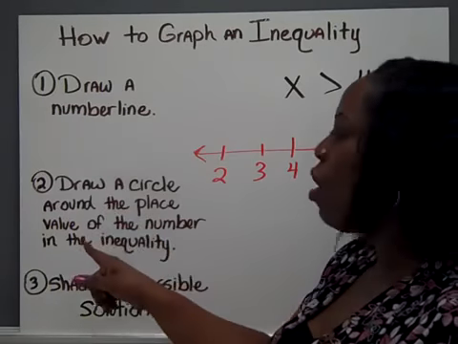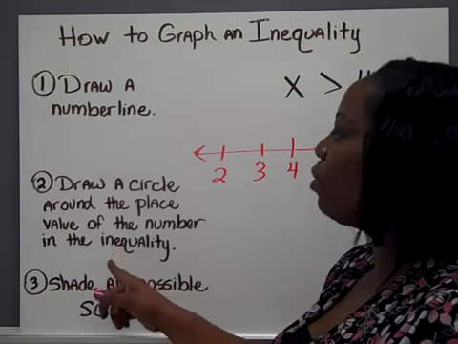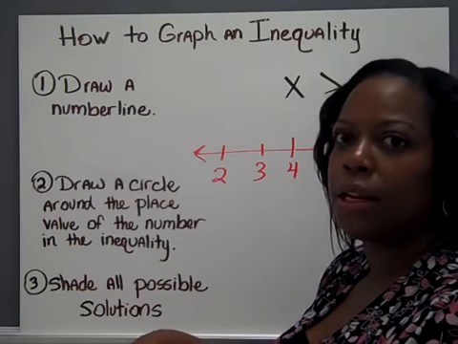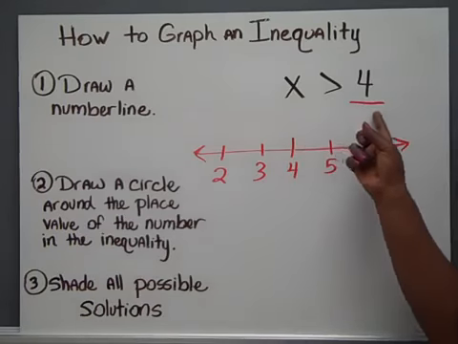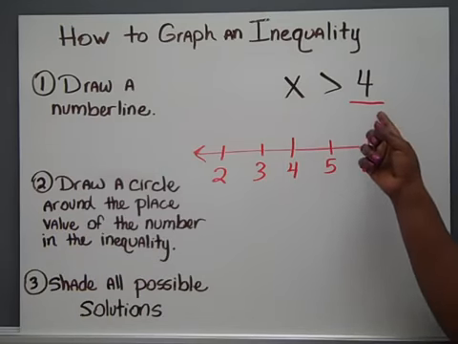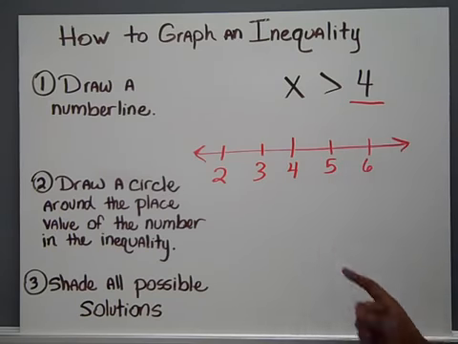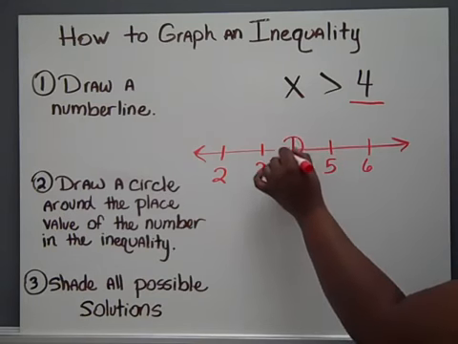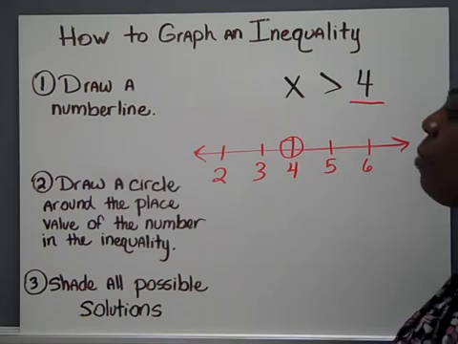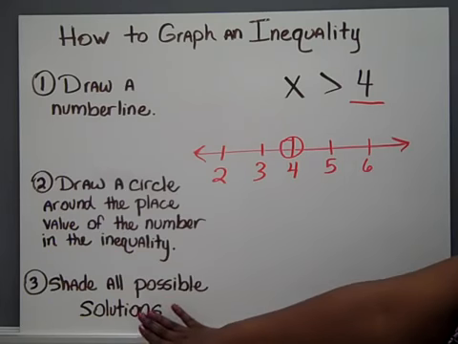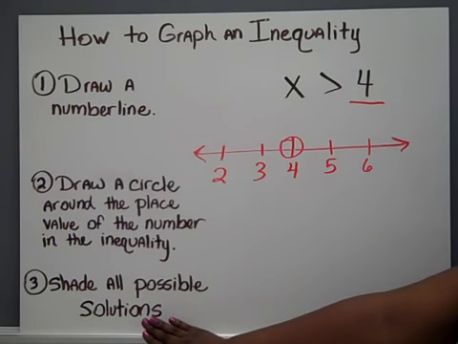Step 2 is to draw a circle around the value of the number in the inequality. In this example, it is 4. So since 4 is the number in the inequality, 4 will be the number that we draw a circle around on the number line. Step 3 is to shade all possible solutions.